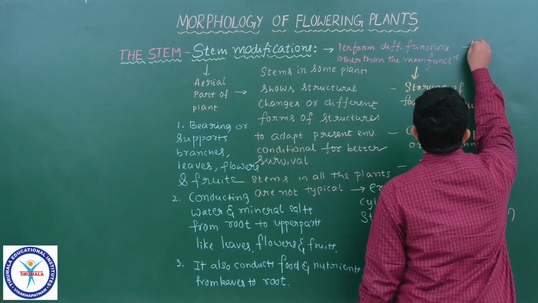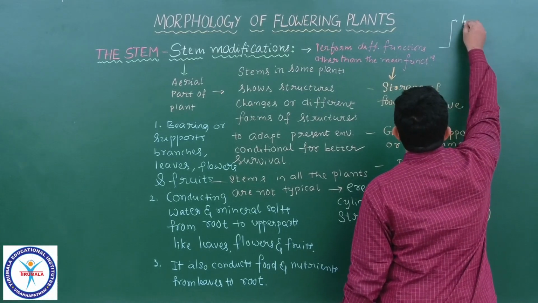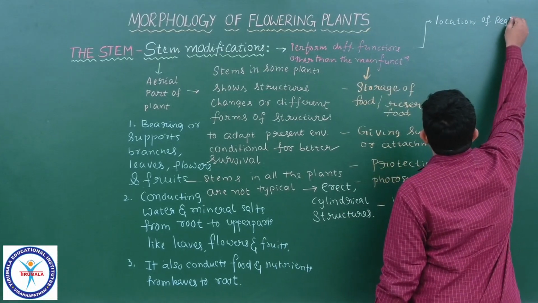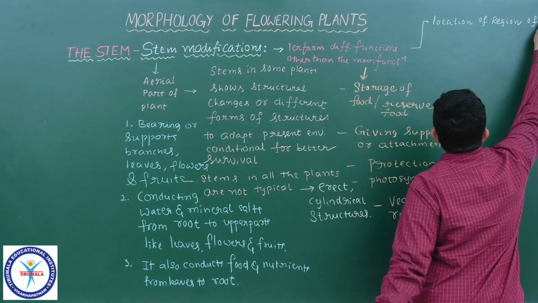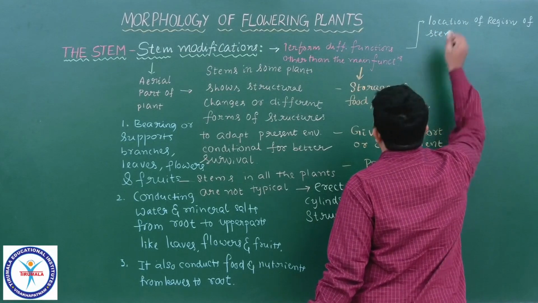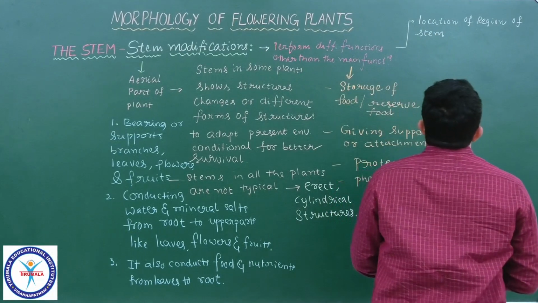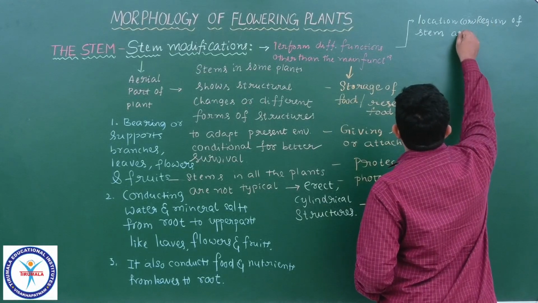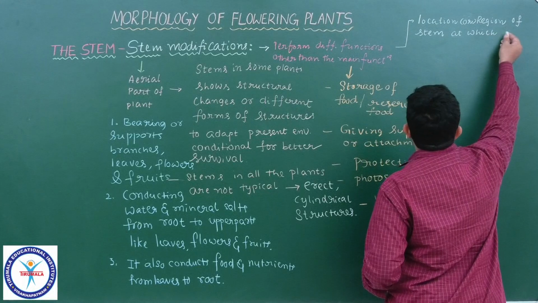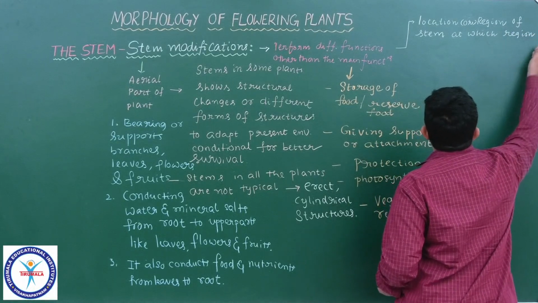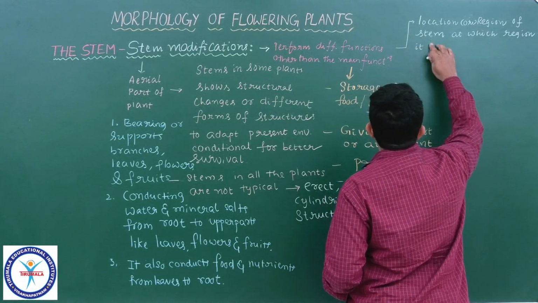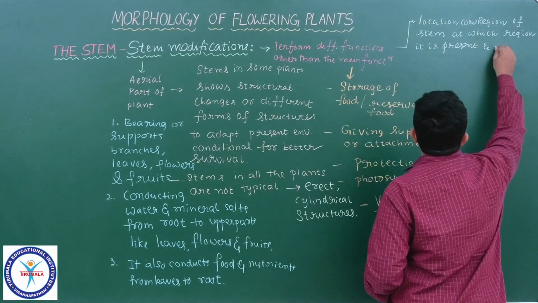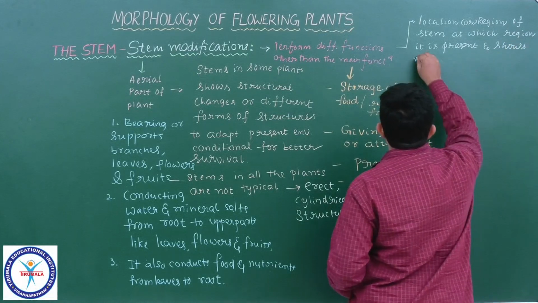See here, students, the criterion is the location or region of the stem at which region it is present and shows modifications.